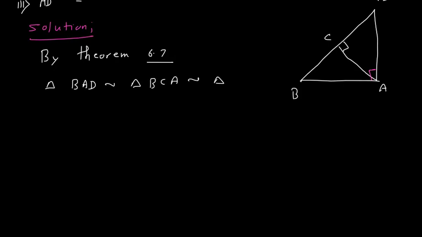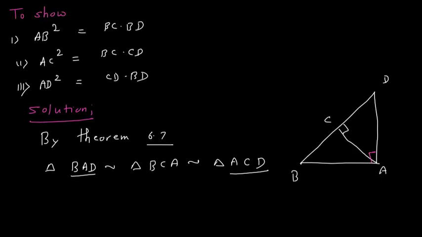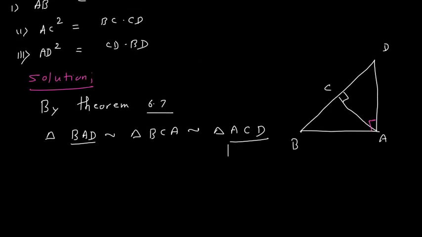Now this BAD and BCA, how did I select them? Angle B is common, angle A and angle C are 90 degrees, and similarly this is similar to triangle ACD. Now in these two triangles BAD and ACD, angle A and angle C are 90 degrees and D is the common angle. So these three triangles are similar to each other. Now first I want AB square. So for that I will select triangle BAD and BCA.